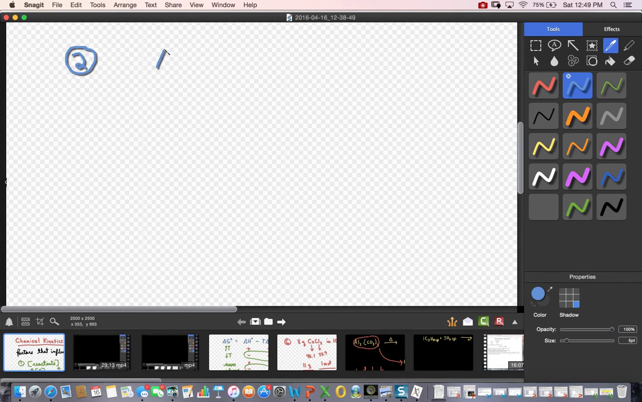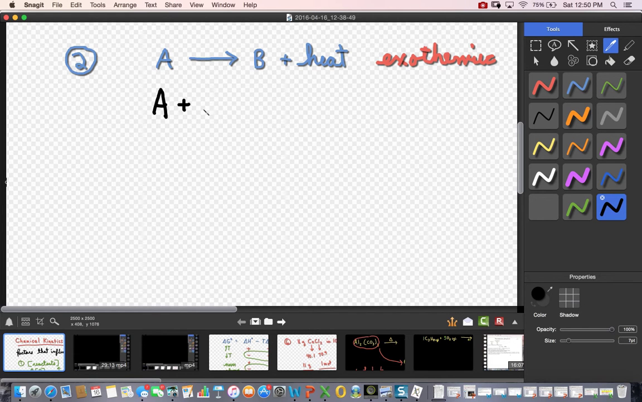So if I have A yielding B, and heat is a product, we know that this is an exothermic reaction. On the other hand, if I have A plus heat that yields B, this is an example of an endothermic reaction.